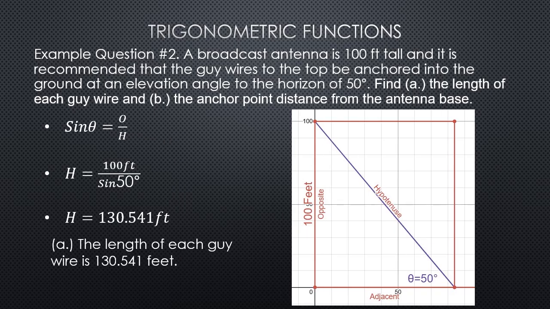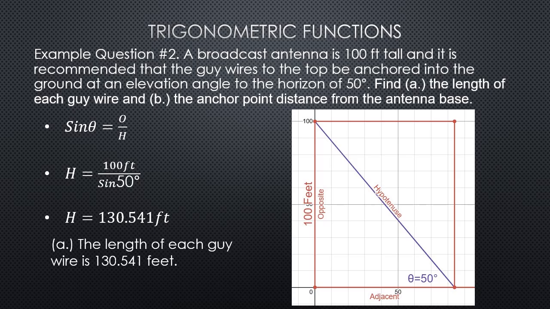So if we look at the sine of theta is equal to opposite over hypotenuse, we've got an opposite and we've got an angle. So we can solve for the hypotenuse using that equation. And we know that the hypotenuse is going to be the length of the guy wire. So we should get the hypotenuse is equal to 100 feet divided by sine of 50 degrees. Now make sure again that your calculator's in degrees when you do this.